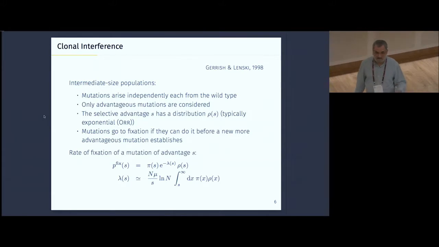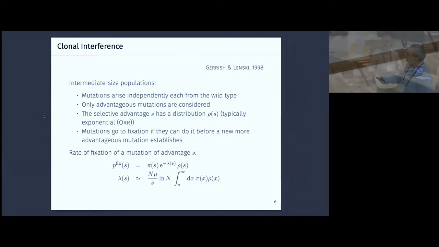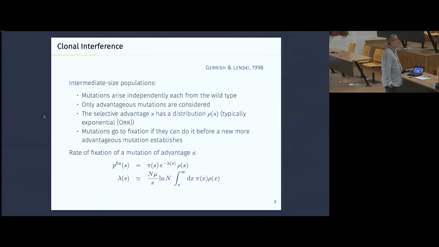Okay, now let's ask, what is the probability of fixation of a mutant which has an advantage S with respect to the wild type? The fact of having the wild type as a benchmark is very useful. So what is this probability? Well, there is the probability of the mutation to arise, which is this rho of S. There is the probability that this mutation goes to fixation if nothing else happens, which is the pi of S that I showed you before.